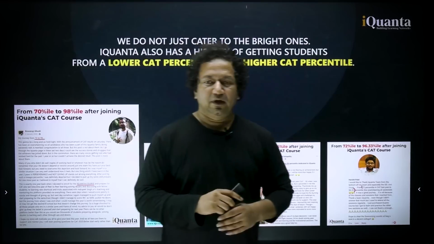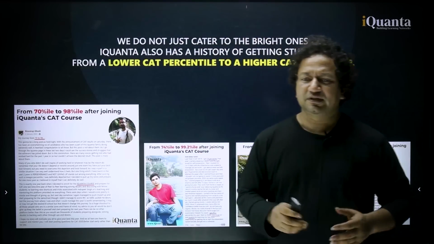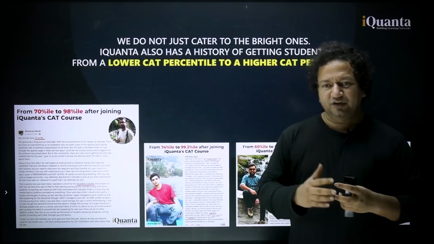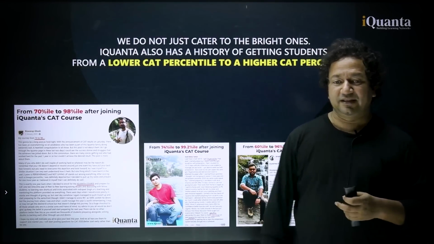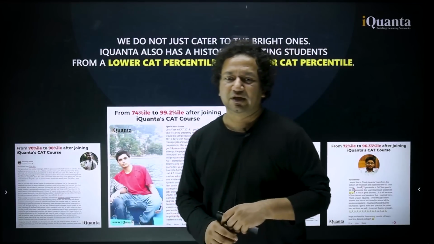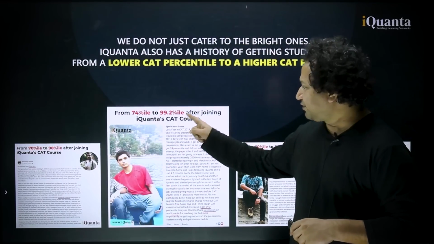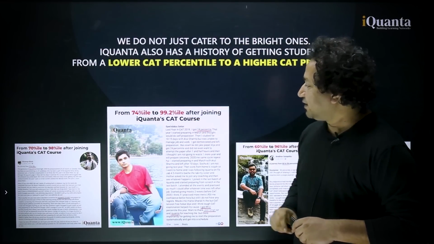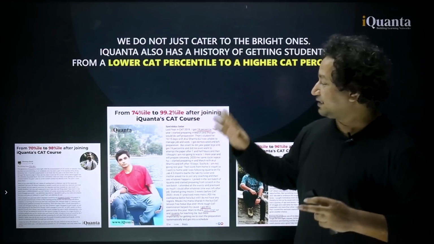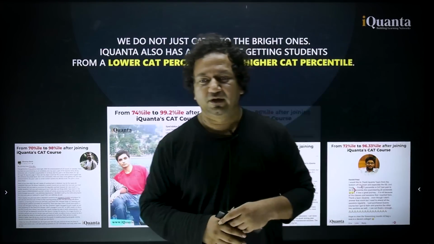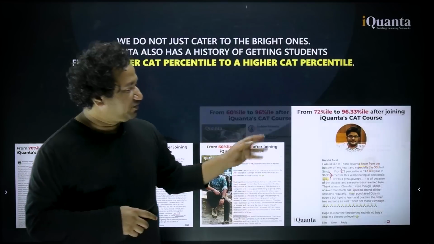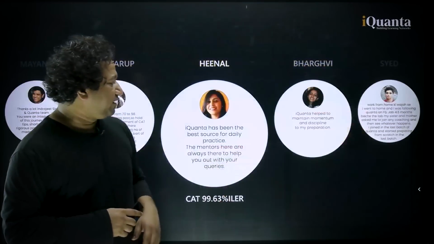All right, and we do not just cater to the bright ones. We have a history of encouraging and improving people from low percentile to high percentile. Look at this, from 70 to 98 after joining iQuanta's CAT course. Then we have 74 to 99.2 percentile. Sayyid Abdus Sattar joined and he rose to 99.2 from 74. Look at this, 60 to 96, that's huge. 72 to 96.33, that's again huge.